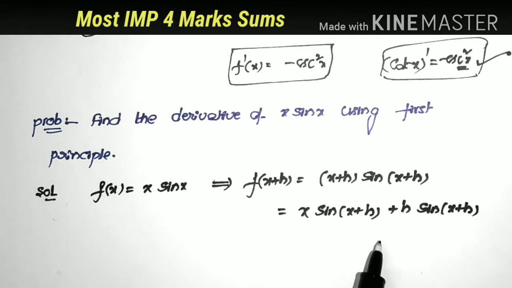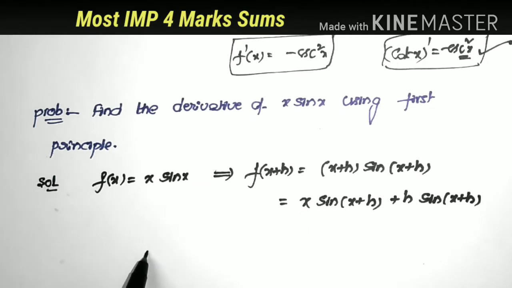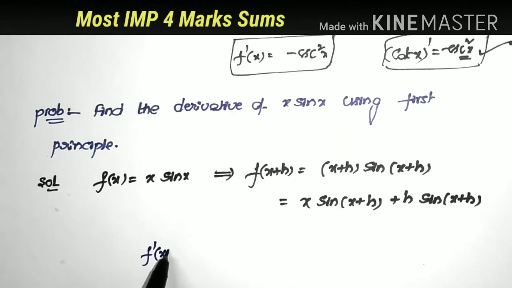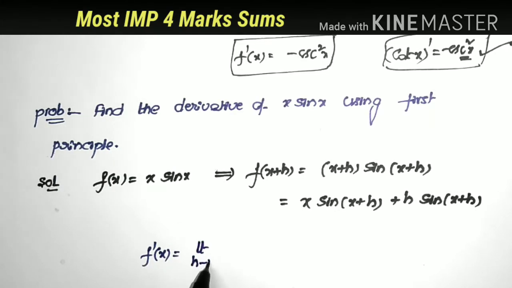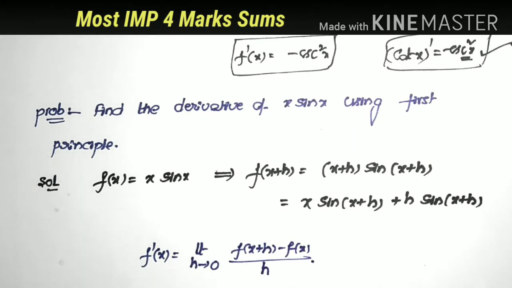So this is the value of f of x plus h. Now substituting these values in the first principle formula. So what is the first principle formula? f dash of x is equal to limit h tends to 0 of f of x plus h minus f of x by h.